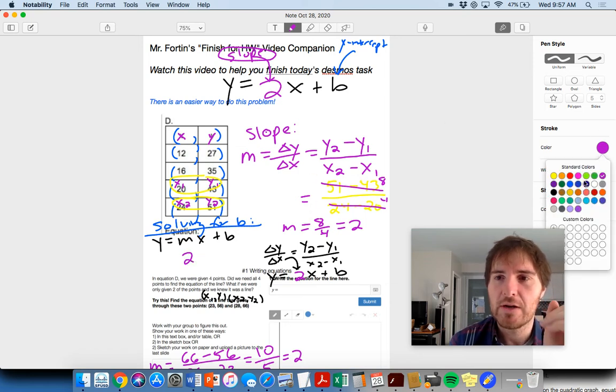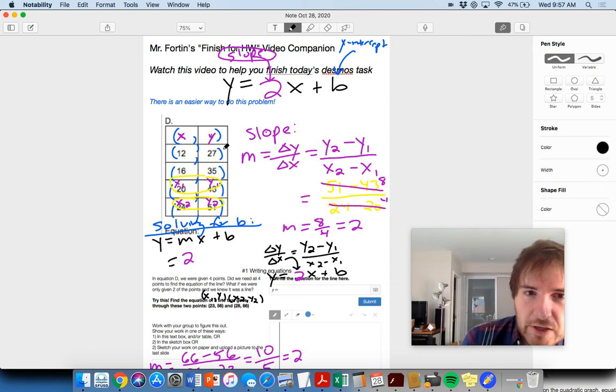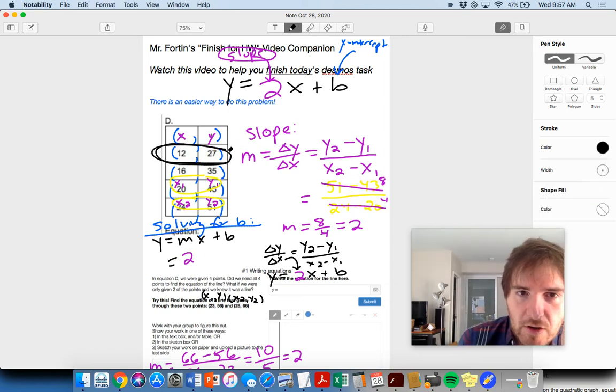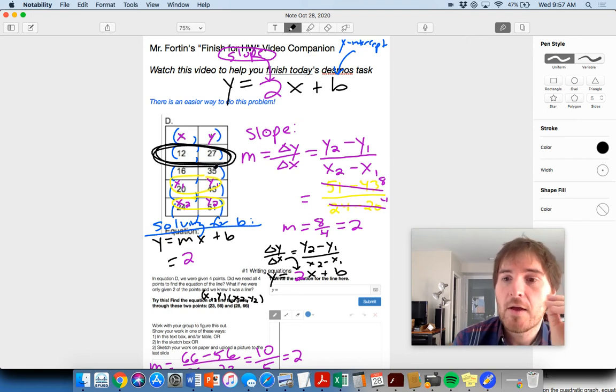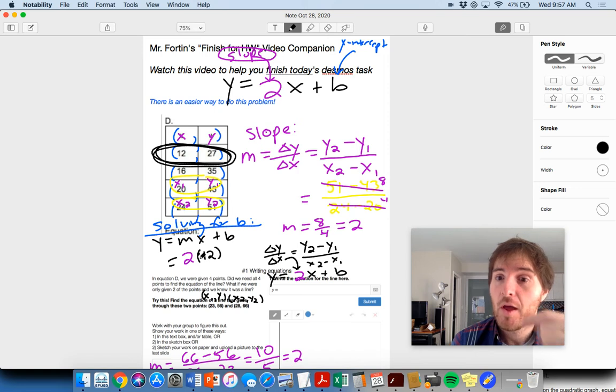But question, do we know anything about x? Do we know anything about y? Well, of course we do. Check it out right here, for instance. What do we know about x and what do we know about y? Well, we know that x is 12 at some point, right? That's the independent variable. When we input a 12 for x to this particular equation, what do we know about its output? Its output would have to be 27.